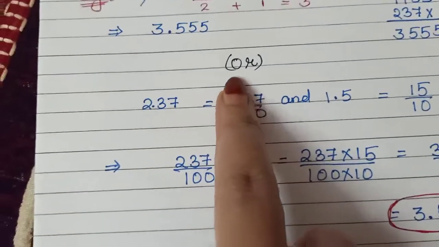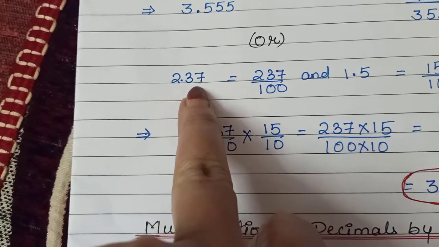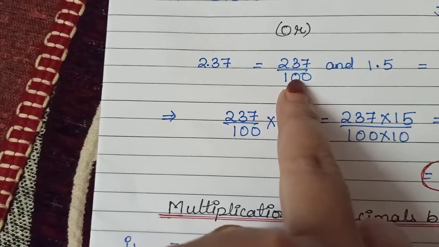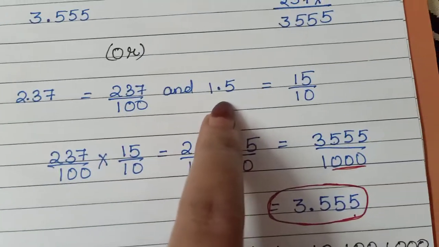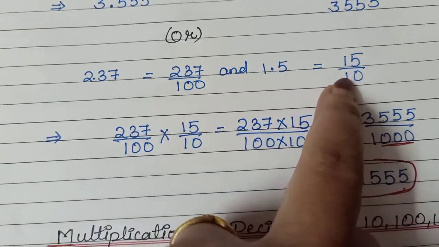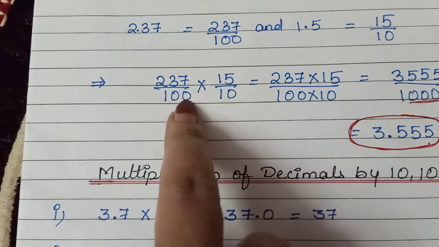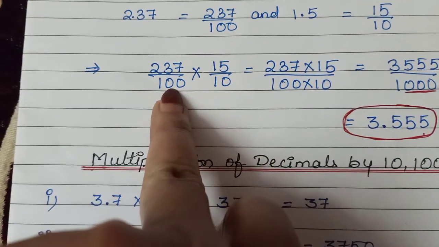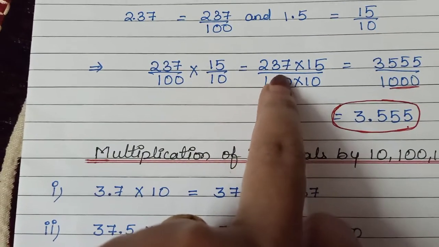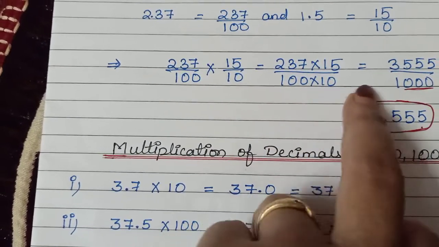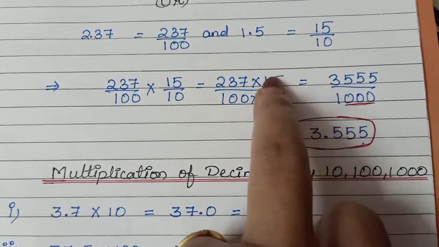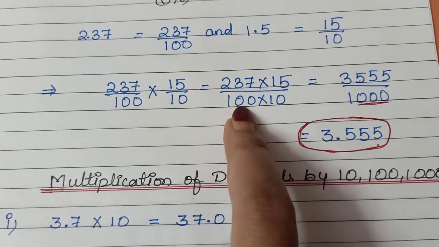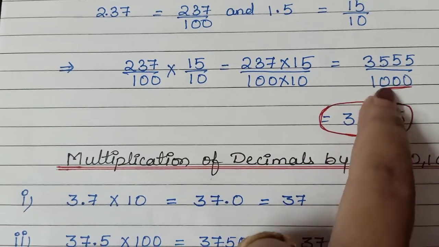Now let's understand this with the help of fractions. 2.37, if you convert into a fraction, we'll get 237 upon 100. This we have already learned in the fraction chapter. 1.5 is equal to 15 upon 10. When we multiply these two fractions, we know the rule: we multiply the numerator with the numerator and the denominator with the denominator. So 237 into 15 upon 100 into 100. Multiplying the numerators is the same example as above, so we will get 3555. 100 into 10, as we know, 3 zeros, so 1000.